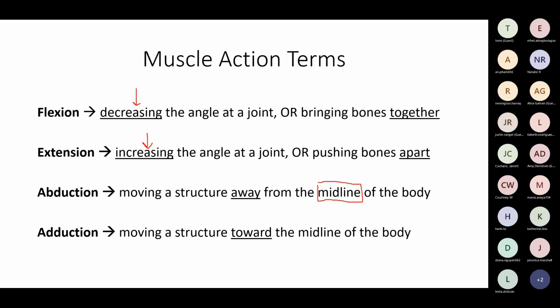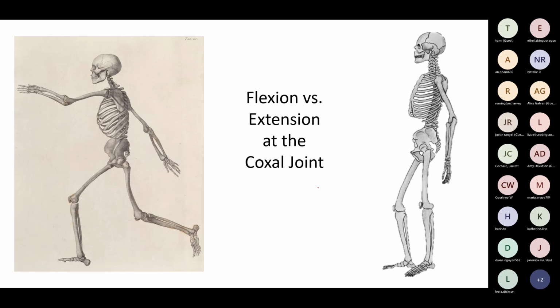So with that in mind, let's dive into our first set of movements. We are starting at the coxal joint. Remember that the coxal joint is the hip joint. When we talk about the coxal joint, it can do a variety of different movements, but the first movement we're going to do is flexion and extension.